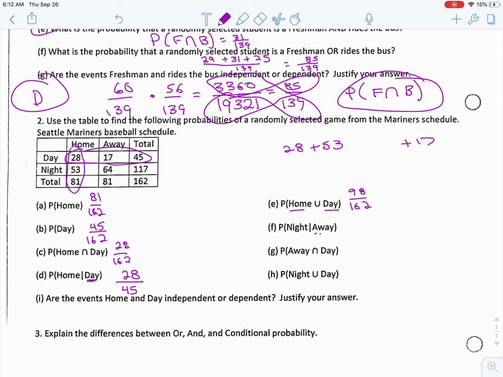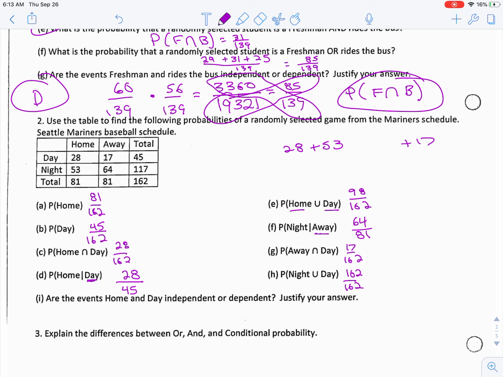Probability of night given away, meaning away is the denominator. So that's 81. And the night games, given that it's away, how many night games are there? 64. Away and day is 17 of 162. And this is a trick question. Probability of night or day. That's 100%. All of them, right?